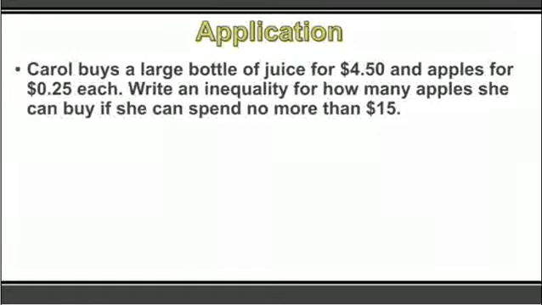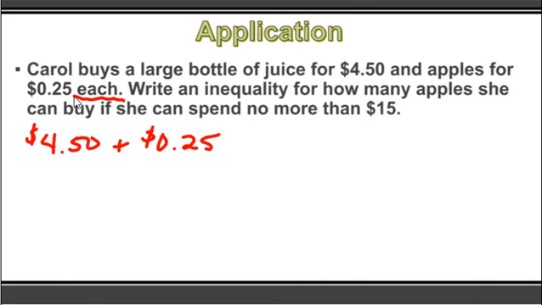Next application. Carol buys a large bottle of juice for $4.50 and apples for 25 cents each. Write an inequality for how many apples she can buy if she can spend no more than $15. Now, a key word in here is each. So 25 cents each. So that means I got to have the variable with the 25 cents. So Carol buys juice for $4.50 plus she buys apples, and each apple costs 25 cents.